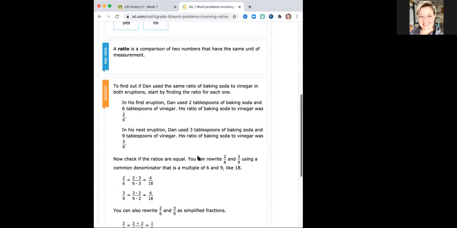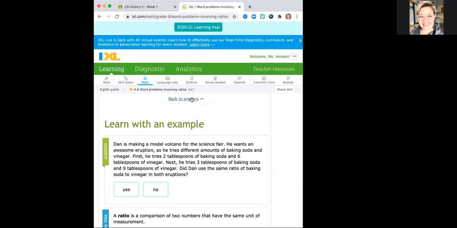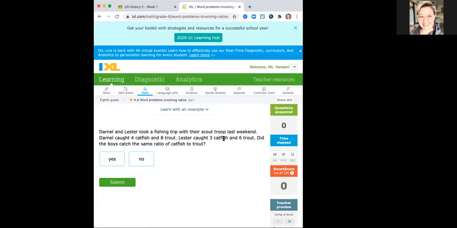We're going to go ahead and start another one. Let's go back to practice. This is the one that we're going to look through on the dot cam. So Darnell and Lester took a fishing trip with their scout troop last weekend. Darnell, I'm going to write down as we go.